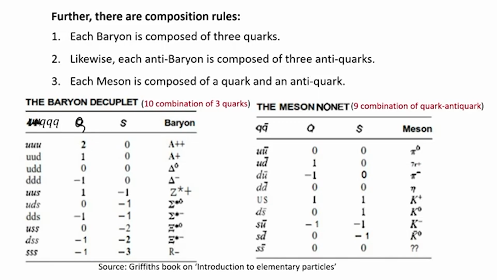So, 3 into 2/3 will give you a charge of 2, strangeness number equal to 0, and the name of the baryon is delta plus plus. Similarly, a UUD will have these Q and S values, and we have delta plus, UDD is delta 0, DDD is delta minus, UUS is sigma star plus, UDS is sigma star 0, DDS is sigma star minus, USS is this, DSS is that thing, and SSS is this particle that is there.